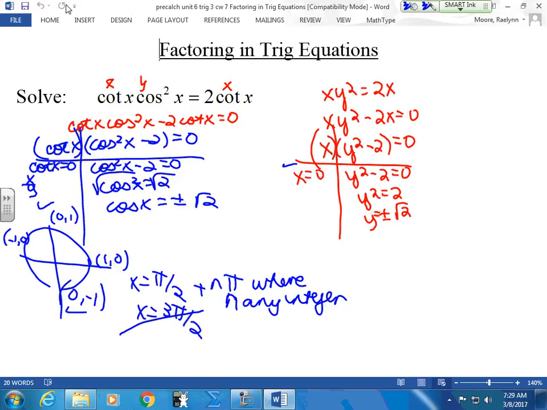Good so far? Okay, now I got to work on the other part of it, because I got two factors here. So now I'm going to look for an angle whose cosine is plus or minus radical 2. So what quadrants will this fall in? Or could this fall in?